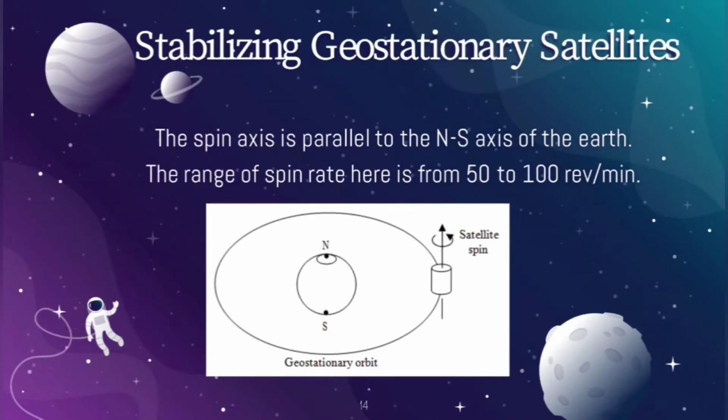For stabilizing geostationary satellites, the spin axis is parallel to the north-south axis of the Earth. See here in this diagram, and the range of spin rate is from 50 to 100 revolutions per minute.